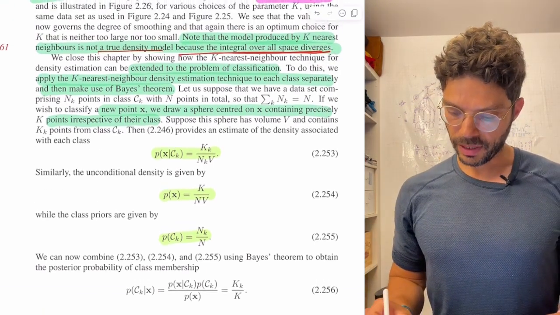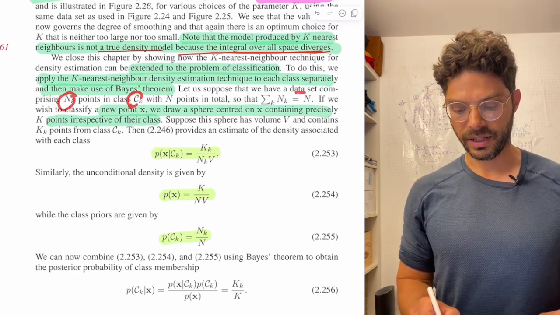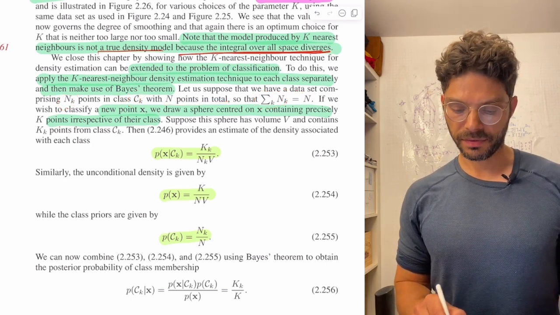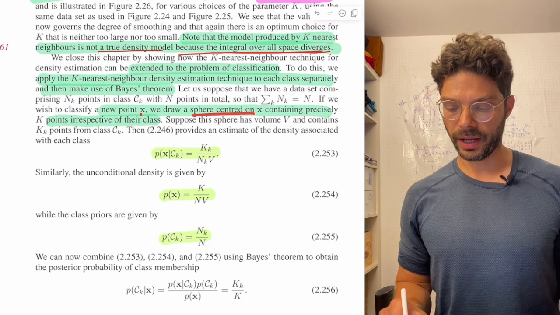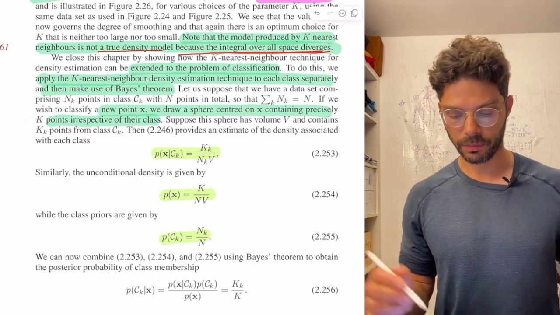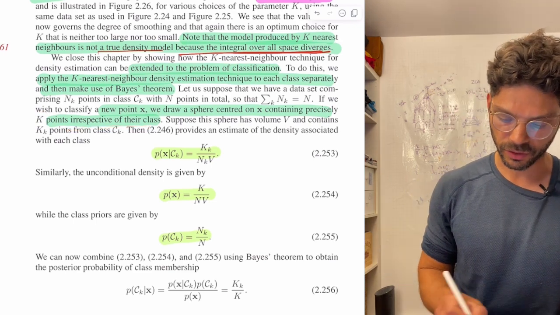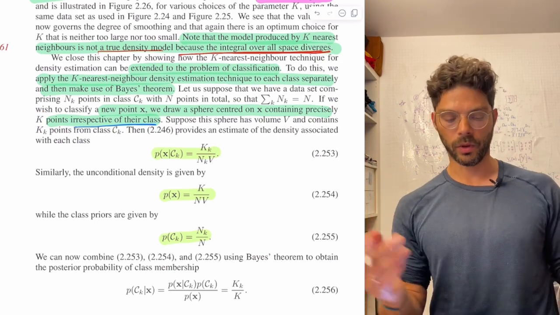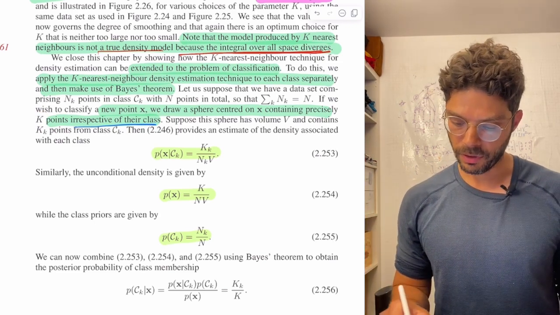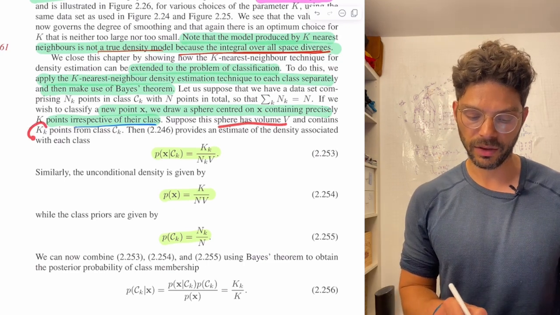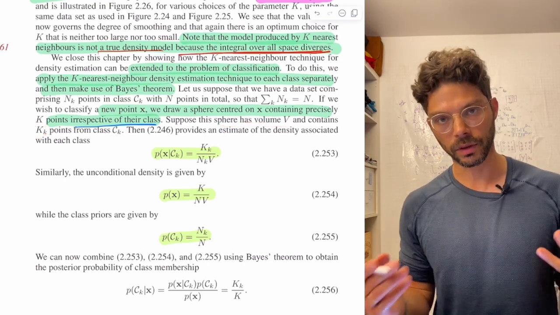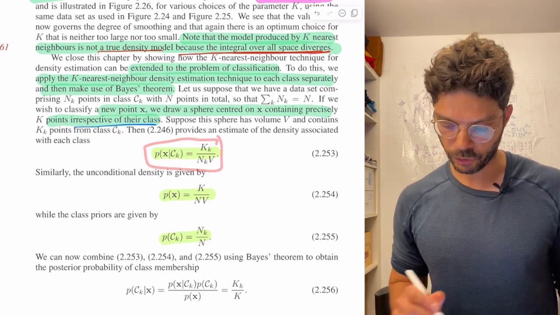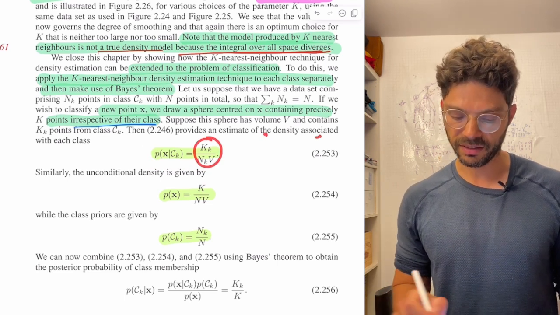Okay, so let's suppose we have a data set comprising N_k points in class C_k with N points in total. So they all sum up properly. If we wish to classify a new point x, we draw a sphere centered on x containing precisely K points. So we find the K points nearby, irrespective of their class. That's the whole point, right? We're going to find out locally what the distribution of data is. Now, suppose the sphere has volume V and contains K_k points from class C_k. I mean, he could have used a different letter, I think. Then 2.246, this famous formula right here, provides an estimate of the density associated with each class.